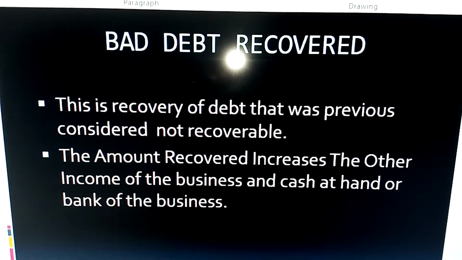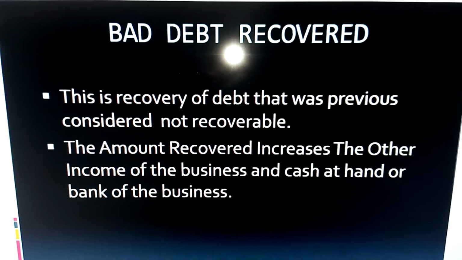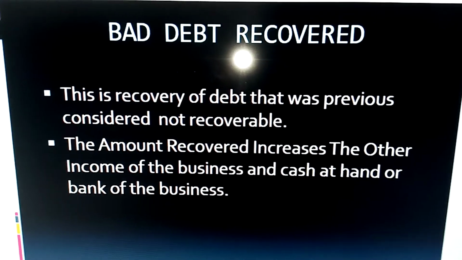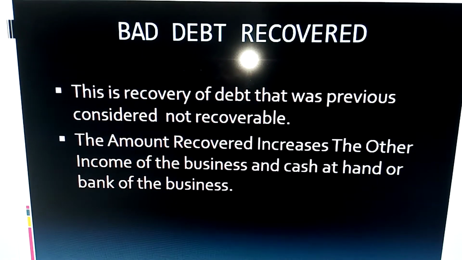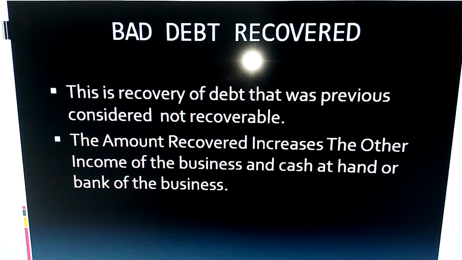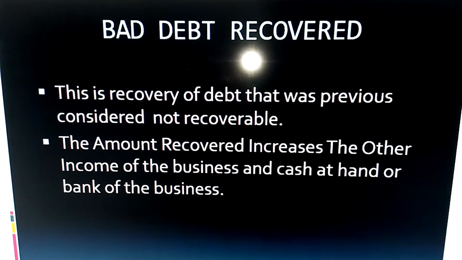Now, it is possible to have written off a debt and then recover it later. Say someone was owing you an amount of money and then you forgot about it, you wrote it off as bad debt. Now, after some time, the person paid you. That is bad debt recovered. You had written it off the books, but now you are bringing it back to the books. Okay, that's what we call bad debt recovered.